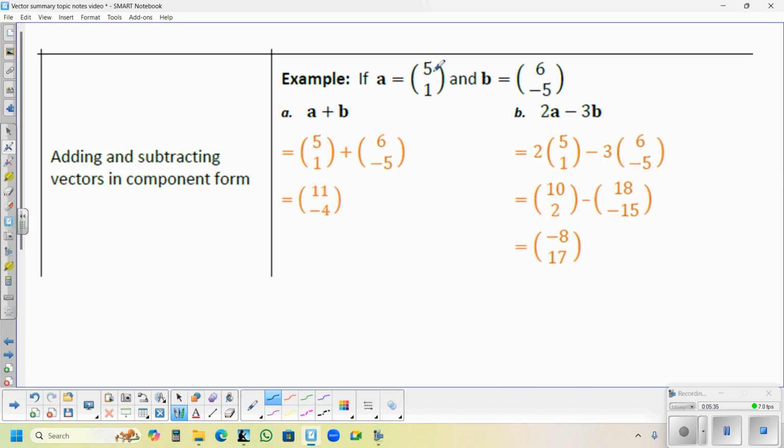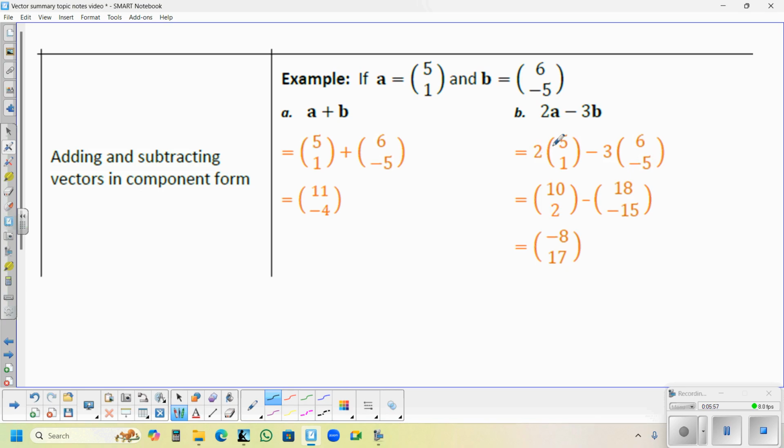So there's vector A, which is (5, 1), and vector B, which is (6, -5). So A plus B is simply (5, 1) plus (6, -5). Add across the top gives you 11. Add across the bottom gives you negative 4. If you've got 2A and you want to take away 3B, you've got 2 lots of (5, 1), and you want to take away 3 lots of (6, -5).